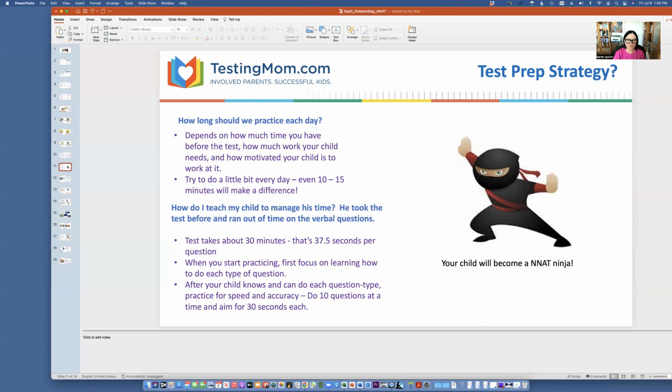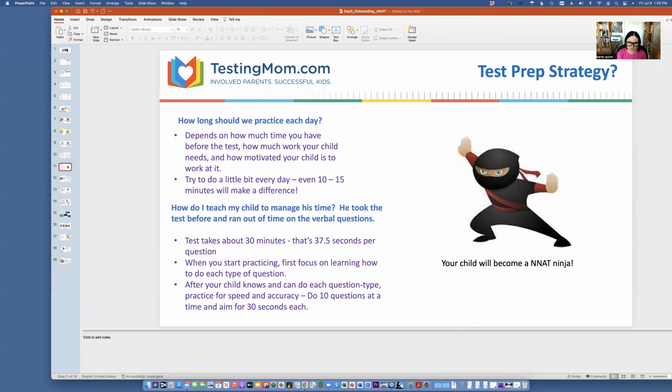And the more comfortable they are with the questions, the better. Now, lots of people want to know, well, do I manage my time? Do I try to keep my child working at 30 seconds a question? And the answer is no, not when you're first starting with your child. What you want to do is just make sure they understand how to do the different types of questions. So you practice for their skill in handling the questions.